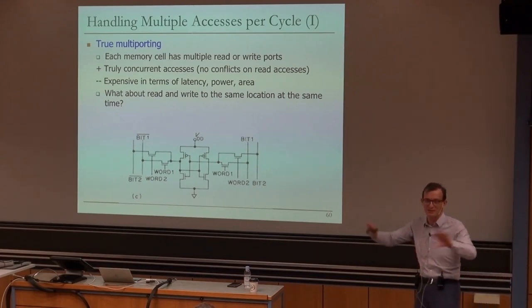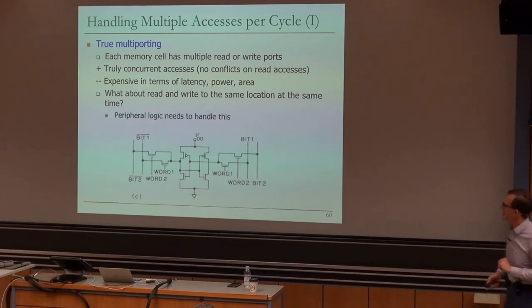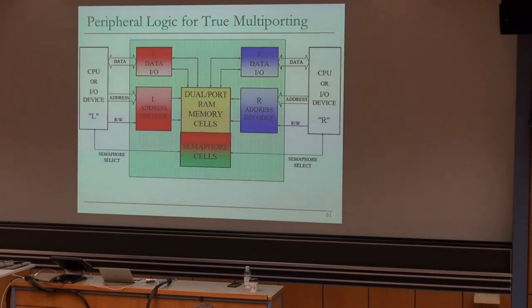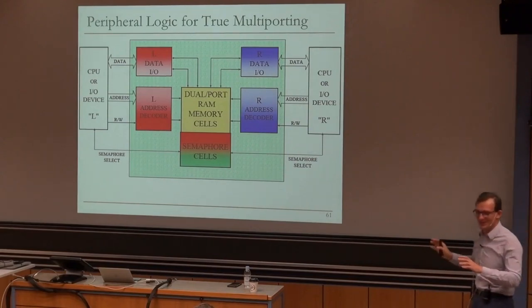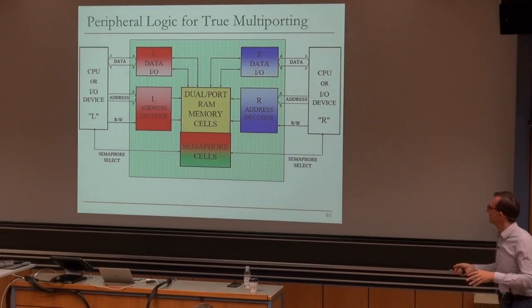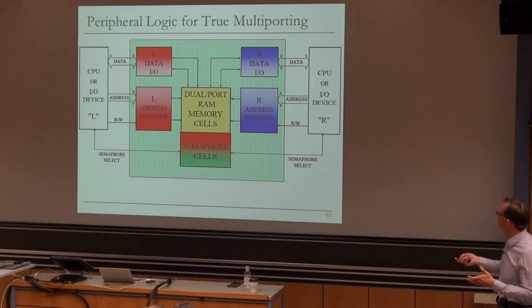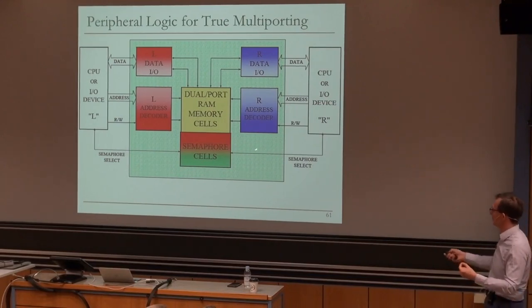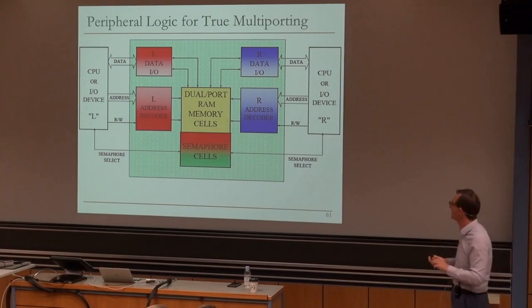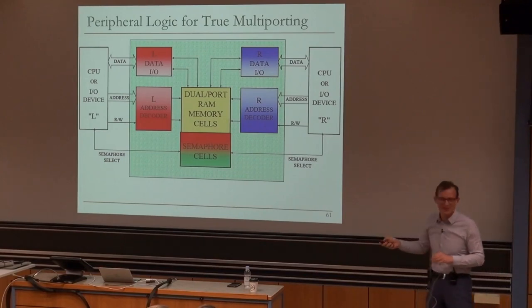So you need actually peripheral logic to fix that. And peripheral logic may look like this. I found this online somewhere. Maybe it's not the nicest picture. But it basically shows that you have two ports, dual port, left address and right address. And you need to ensure that those addresses do not conflict with each other. And this particular picture does it through the semaphore cells.